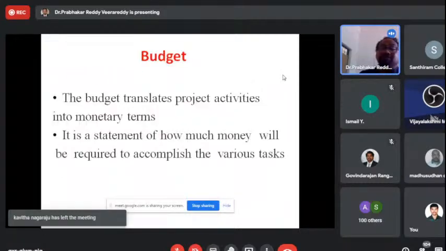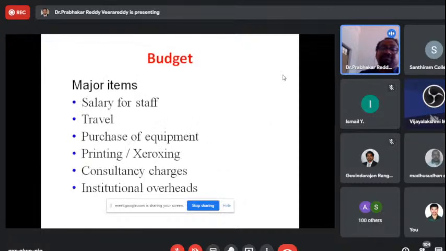Budget, I already told you, the budget translates project activities into monetary terms. It is a statement of how much money will be required to accomplish the various tasks. So, generally salary for staff, travel, purchase of equipment, printing or xeroxing, consultancy, institutional overheads, generally 10% you will keep.